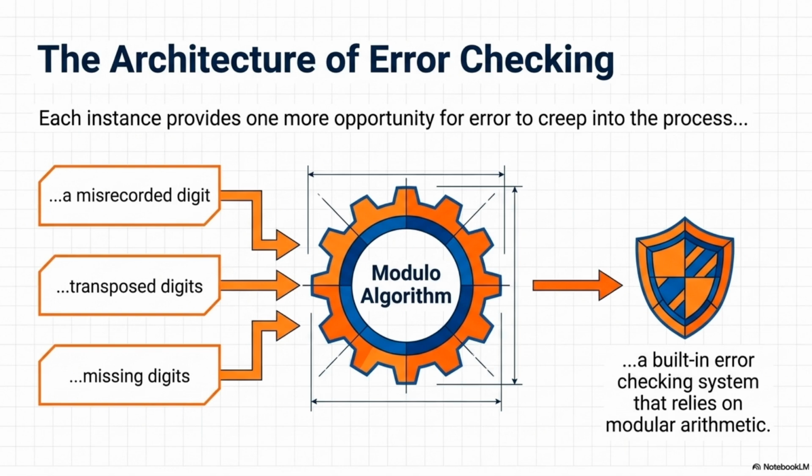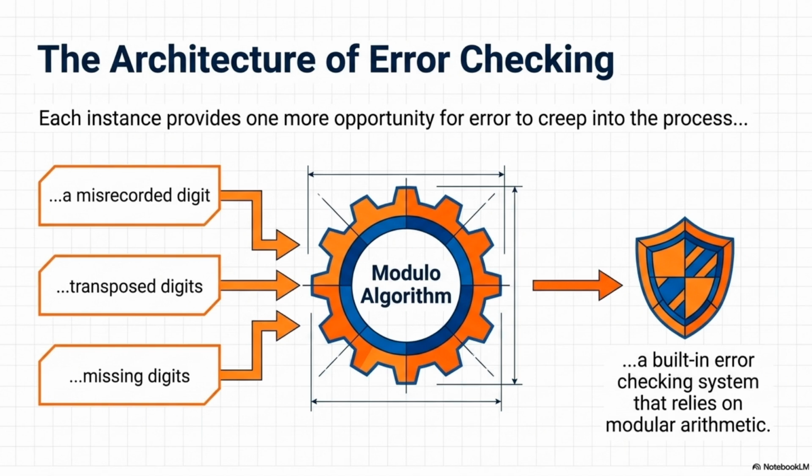Wait, really? So the website isn't actually looking up my account instantly? It's just doing a math problem? Exactly. It runs the digits you typed through a specific modulo formula, often modulo 10. The system calculates a remainder based on what you typed. And if that remainder matches the final check digit on your card, the system basically says, okay, valid number, and proceeds to contact your bank.